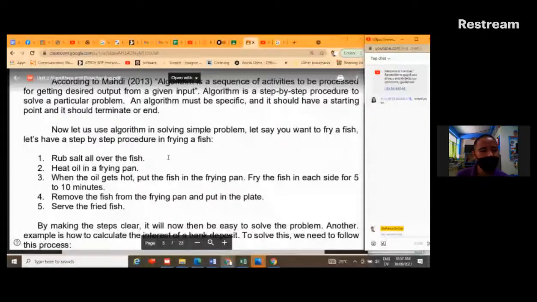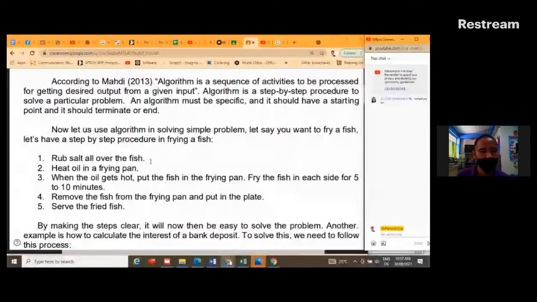And yeah, let's proceed. So you're gonna rub salt all over the fish. After that, you heat oil in a frying pan. Let's assume the frying pan is already clean. And when the oil gets hot, put the fish in the frying pan. Yeah, you can ask question. Fry the fish on each side for 5 to 10 minutes.